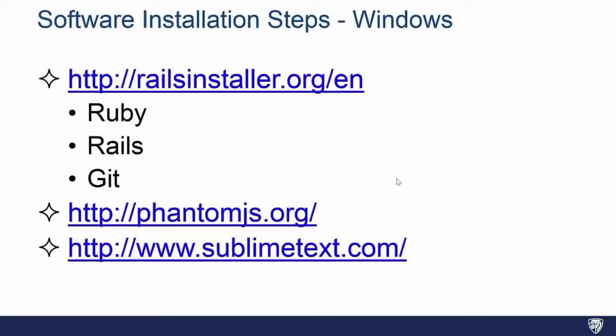So the first three, Ruby, Rails, and Git, can be installed as one single package by going to railsinstaller.org, and the other two tools that we need can be installed by going to Phantom.js and the Sublime Text URL. And I'll walk you through these websites to complete the installation process.